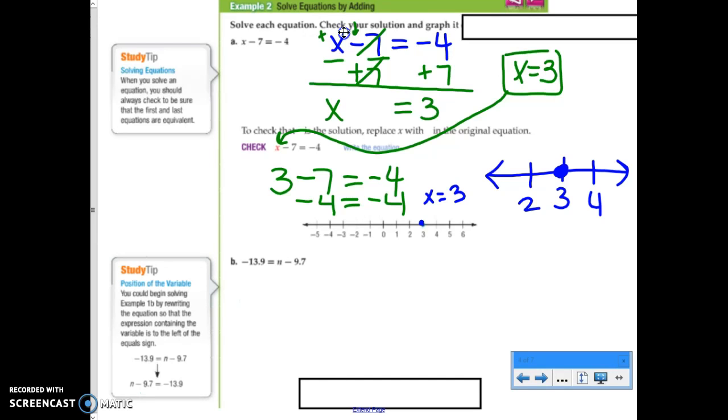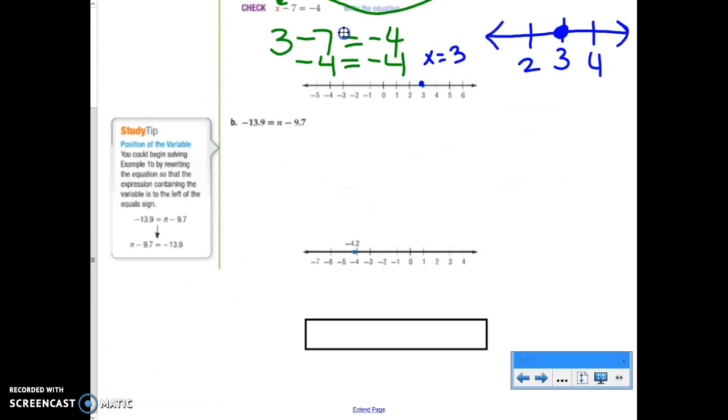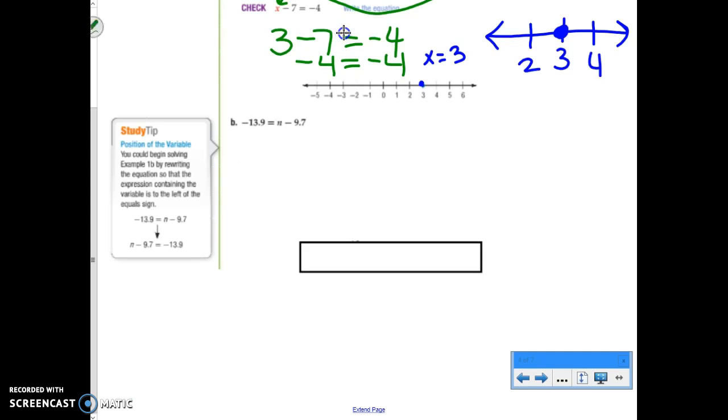All right, coming down here to B. B says 13.9 equals n minus 9.7. All right, so what we need to do is get n, our variable, completely by itself. We are solving for n.